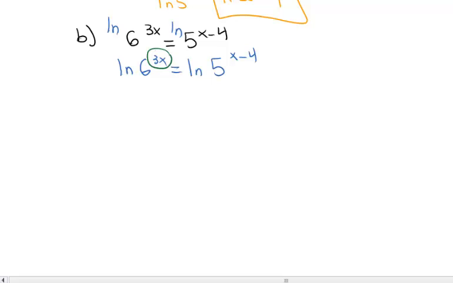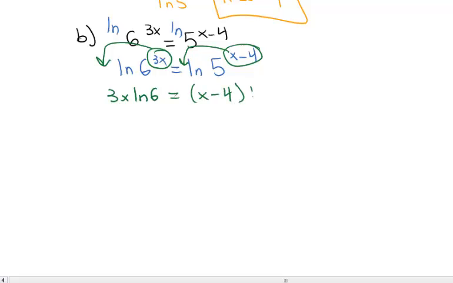And again, we've got exponents inside the logarithms that come out to the front. We have 3x natural log of 6 equals, and to make sure we multiply by the entire exponent, we'll put it in parentheses, (x minus 4) natural log of 5. To keep solving, we're going to need to distribute through the parentheses so that we can get at those x's. We now have 3x natural log of 6 equals x natural log of 5 minus 4 natural log of 5.